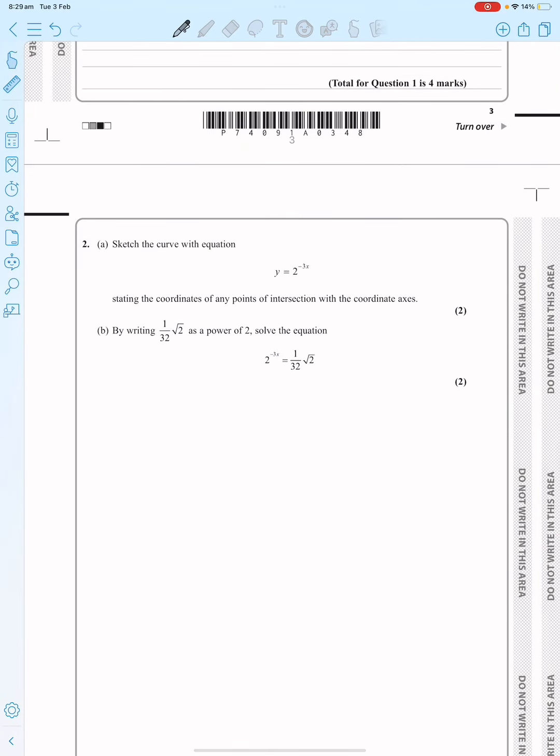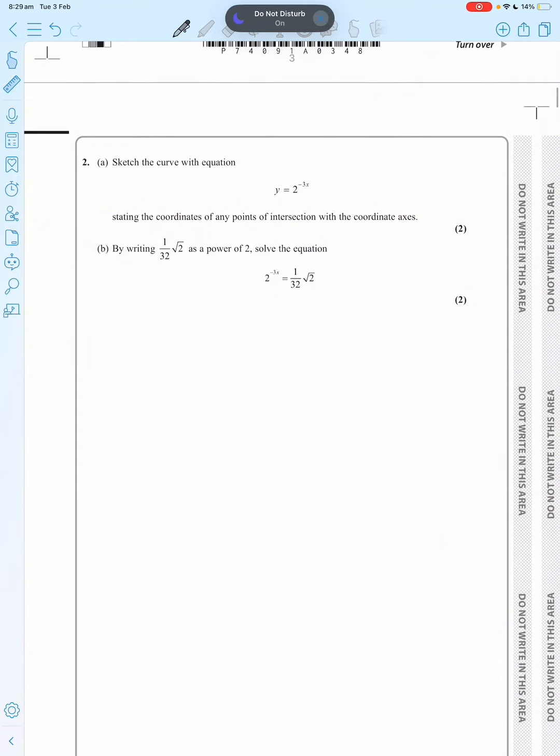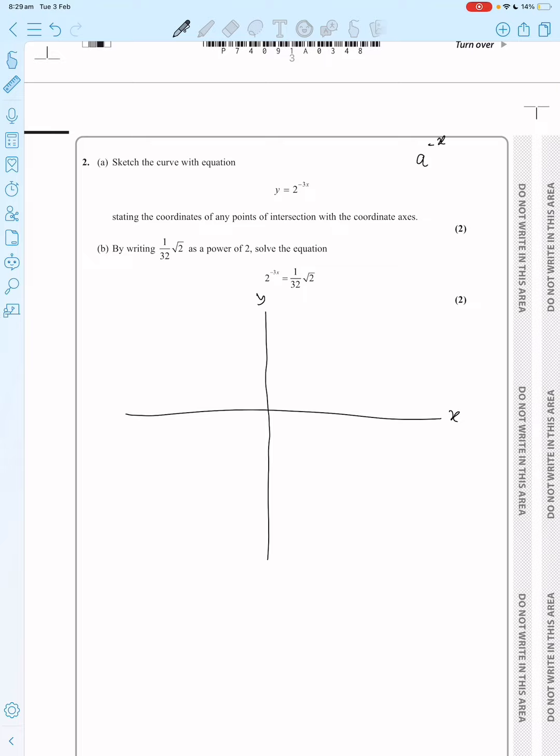Question 2a says sketch the curve with equation y is equal to 2 to the power minus 3x, stating the coordinates of any point of intersection with the coordinate axis. So let's go for it. I'm just going to do a rough sketch, y-axis, x-axis. Any graph where you have a to the minus x looks like this. This is the form, and there's an asymptote at y is equal to 0. Make sure you show that it doesn't reach the x-axis, but also that it doesn't become parallel, so there must be a slight bend to it.